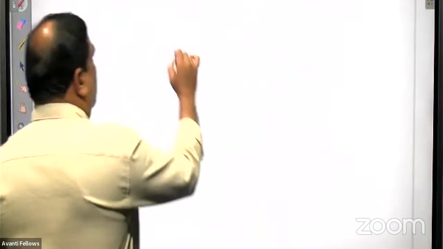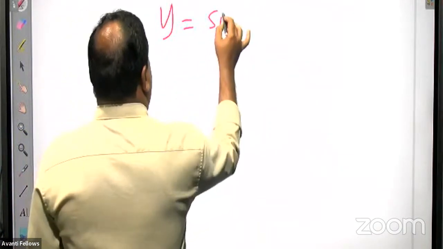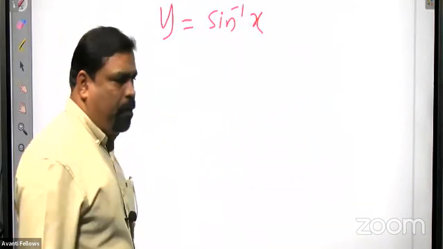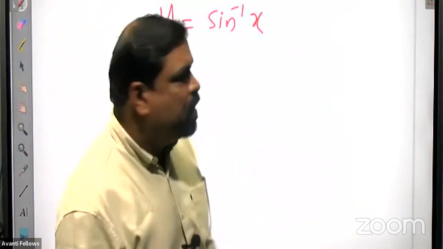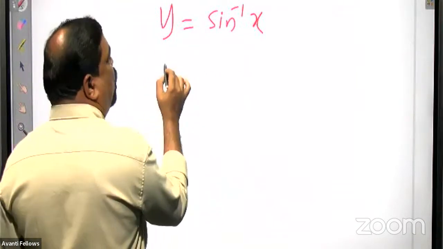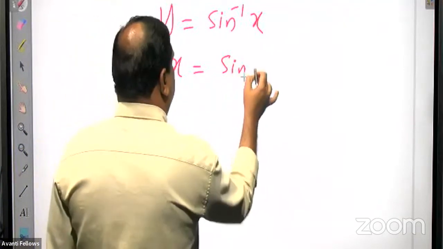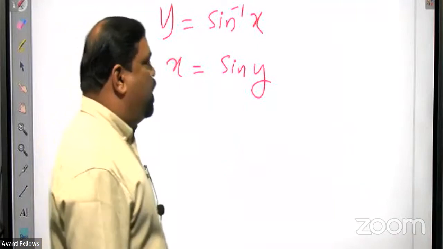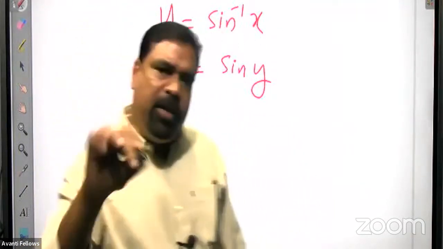Now, what is the next topic in our 12th class syllabus? The derivative of inverse trigonometric functions. That I am not going to discuss in detail because that is very simple, direct questions only. For example, y is equal to sine inverse x. How to find the derivative of sine inverse x? Better to write it in another way. y is sine inverse x implies x equals sine y.